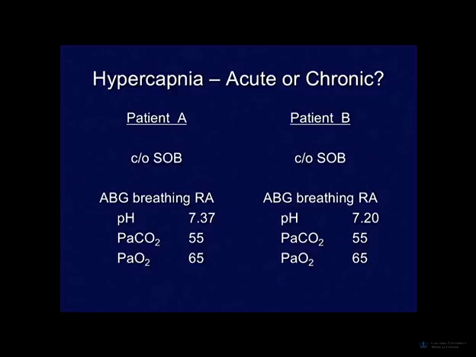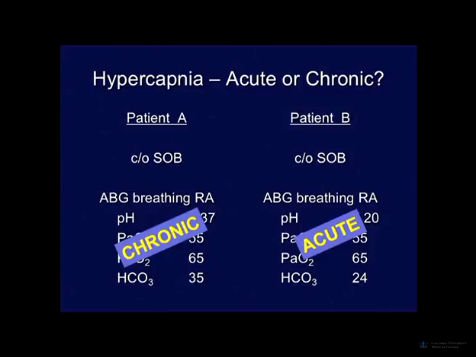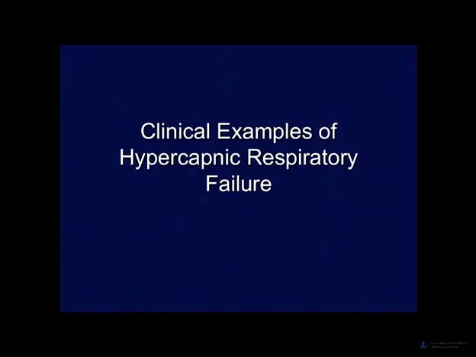The one on the left has a much more normal pH. Really, the normal range is 7.35 to 7.45, or a little bit narrower, but that's someone who's more appropriately compensated for a CO2 that's abnormal. And you look at the bicarbs and you see, sure enough, the bicarb on the left is high, the bicarb on the right is normal. And they have not had time to produce enough bicarb to balance that rise in CO2 and normalize their pH. Okay? So let me give you a few clinical examples of hypercapnic respiratory failure.